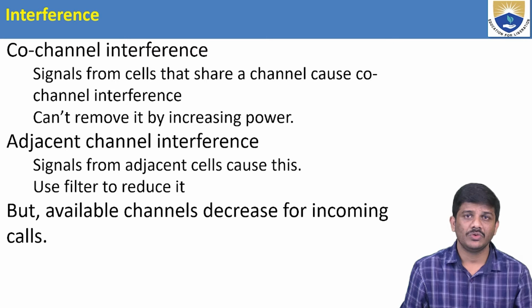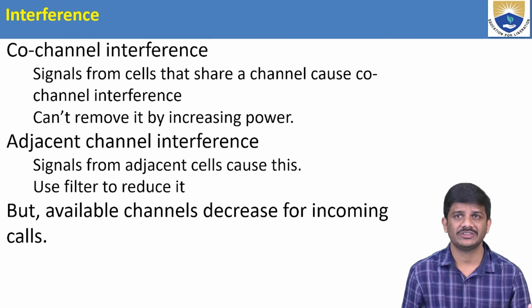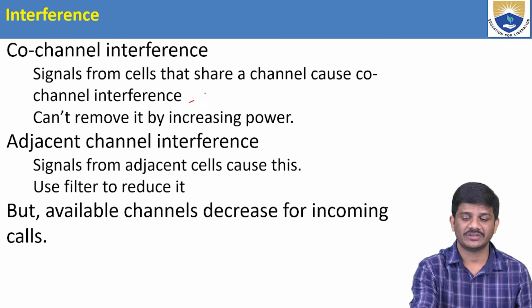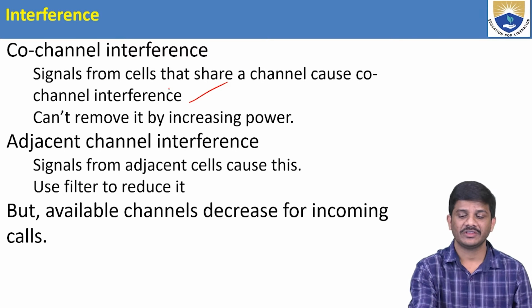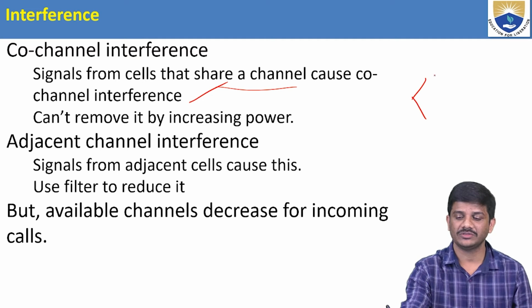Coming to co-channel interference and adjacent channel interference. What is interference? Some noise will occur. Signals from cells that share a channel cause co-channel interference. For example, here, what is a co-channel?